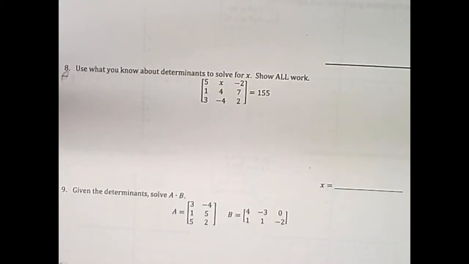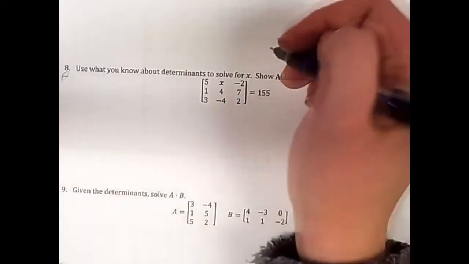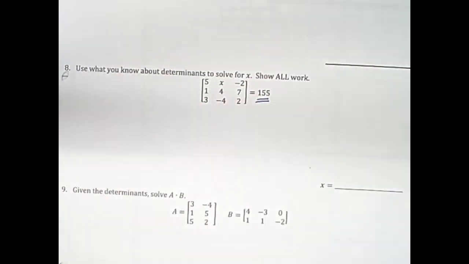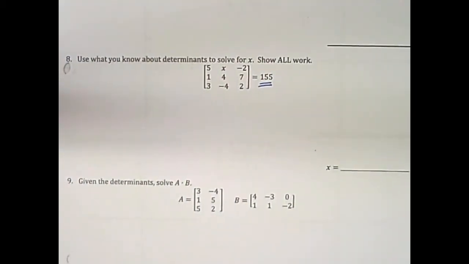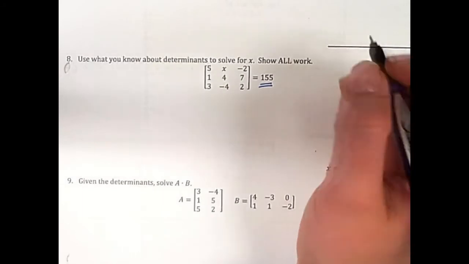So we are going to be starting with number 8 today. Number 8 says, use what you know about determinants to solve for x, show all work. What it's giving you is 155, the determinant. It's basically just an algebra problem in the end, where you have to solve for x and kind of work backwards. So I'm just going to first start by setting it up.